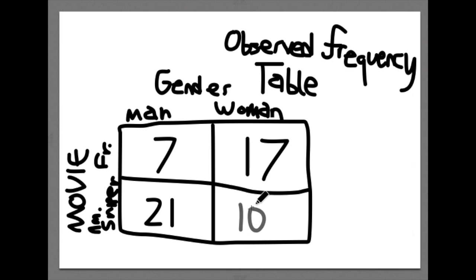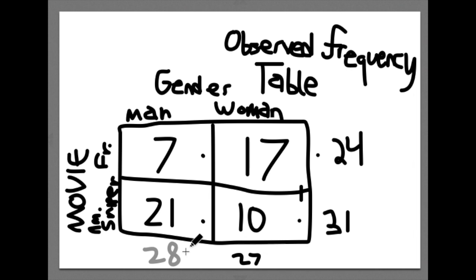The next thing we have to do is get totals. Basically, you're just adding. You're adding 7 plus 17 and putting that there. Now you have to do the same with the columns. And now to get n, you could either add the column totals or the row totals, and you'll get 55 either way. Try it.